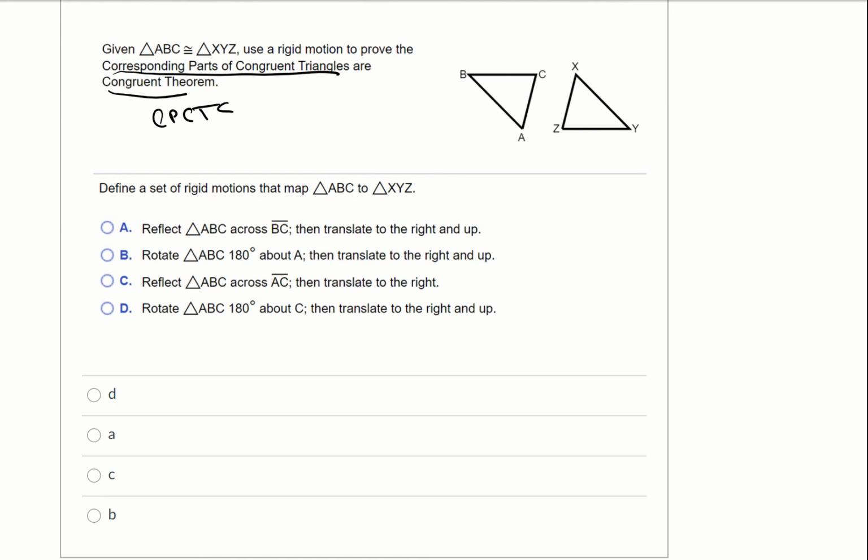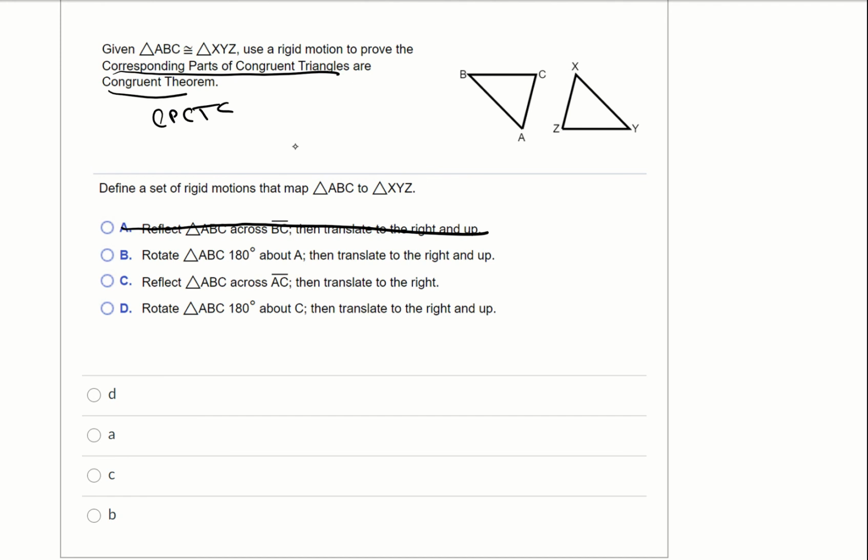Well, if we're going to reflect this across BC, so this is BC right here, then this guy is going to go to the other side right here. And so we'll have something like this. Okay, so that's how it looks reflected. And then if I move it to the right and up, that's not going to overlap with this triangle, right? So that clearly cannot be it. So it's not A. All right, let's look at the next one.